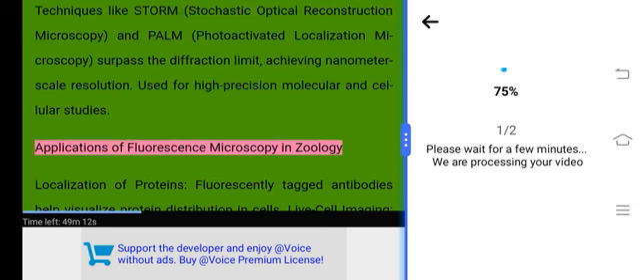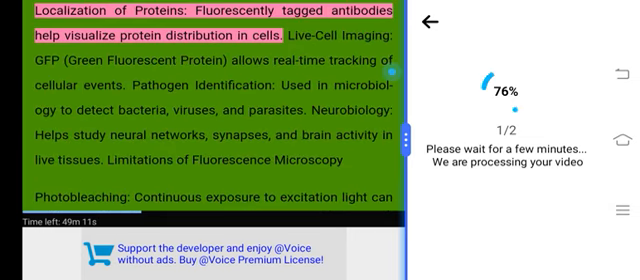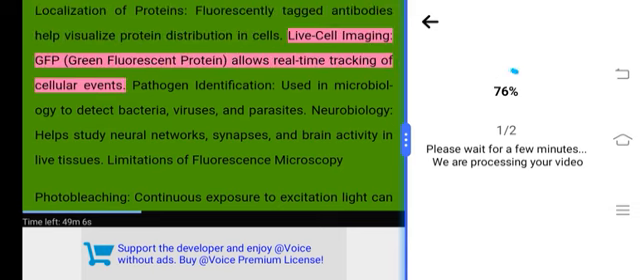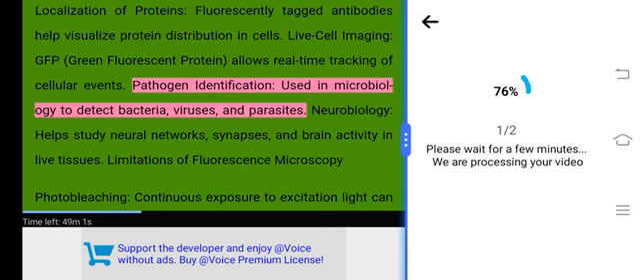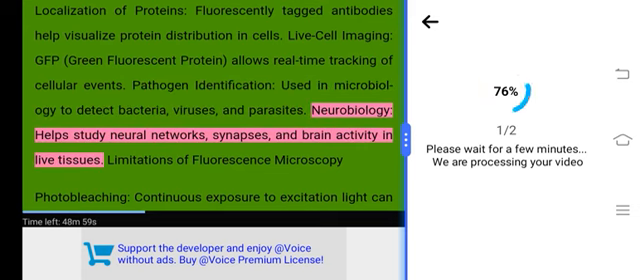Applications of fluorescence microscopy in zoology. Localization of proteins. Fluorescently tagged antibodies help visualize protein distribution in cells. Live cell imaging. GFP, green fluorescent protein, allows real-time tracking of cellular events. Pathogen identification, used in microbiology to detect bacteria, viruses, and parasites. Neurobiology, helps study neural networks, synapses, and brain activity in live tissues.